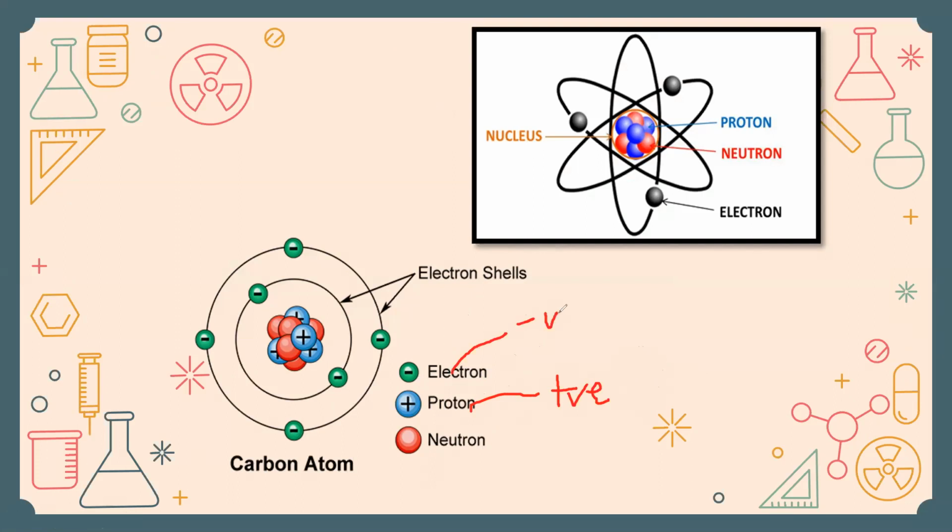Electrons are negatively charged. And neutrons, similar to the word, are neutral. They don't really have a charge. They're not positive, they're not negative. They have no charge in the atom.